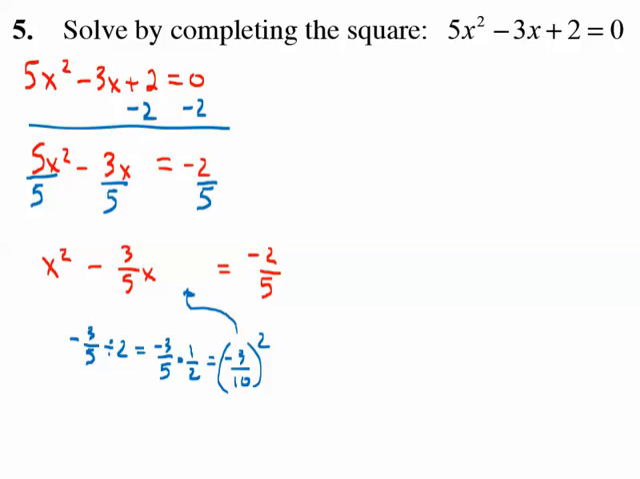Trinomial here. So squaring that one, always plus, huh? Because negative times a negative is still a positive. I got 9 on top, and I got 100. 10 times 10 is 100. So whatever I do to one side, I've got to do to the other. Gee whiz, big numbers here.